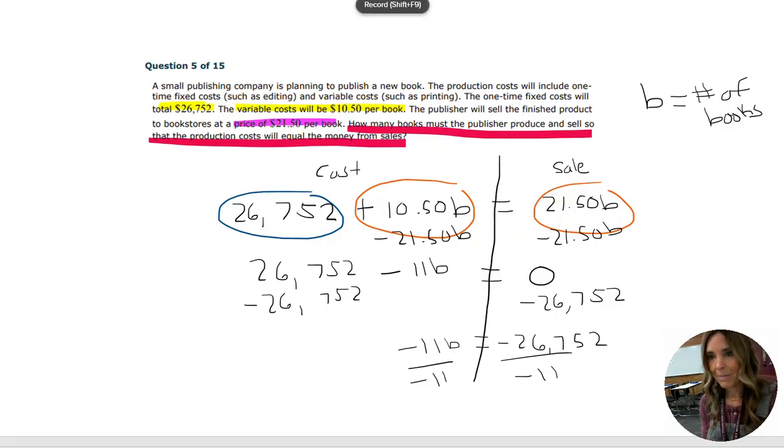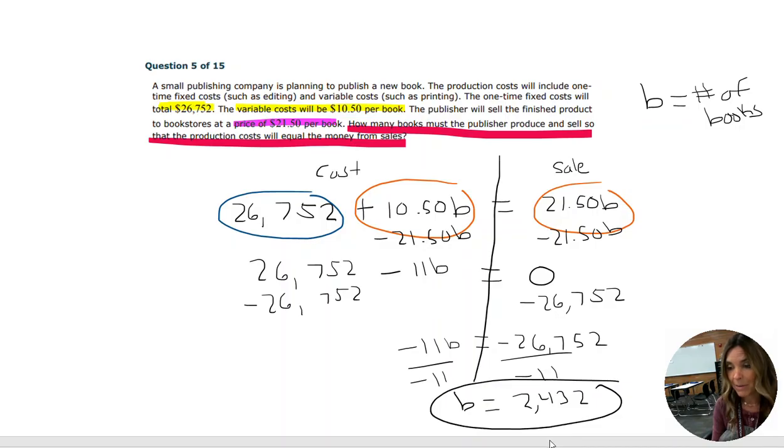So I'm going to grab my trusty calculator and do my division. And I get 2,432. That's the number of books that we need to sell in order to break even. If they sell fewer books than that, then they are still in a deficit. If they sell more books than that, that's where their profit comes from.